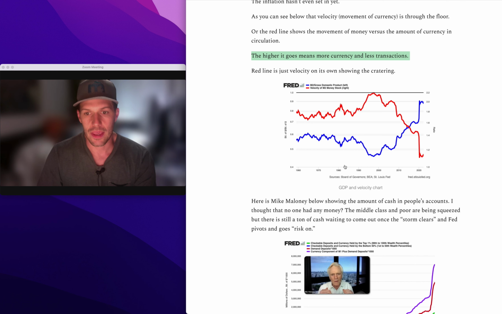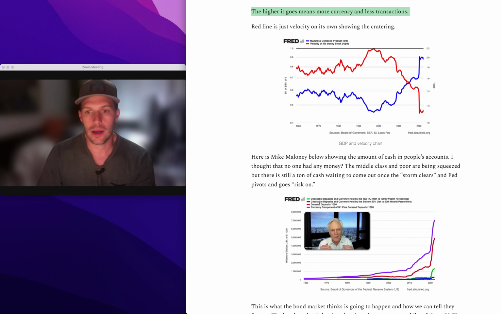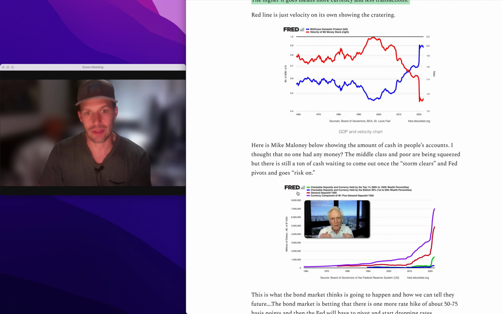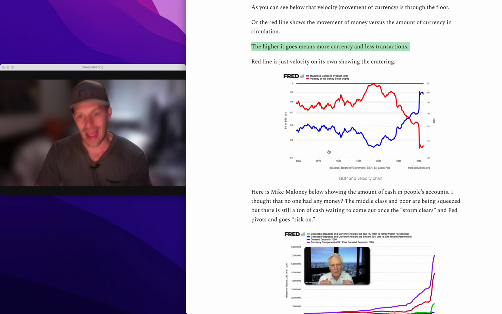Here is Mike Miller showing the amount of cash in people's accounts. This is what's truly insane as well. And again, I thought no one had any cash. The middle class and the poor are being squeezed, but there's still a ton of cash waiting to come out once the storm clears and the Fed pivots and goes risk on. Risk on meaning, hey, we're back in stocks, we're out of bonds, back in Bitcoin, back into things that are generally riskier. So that's what that is.